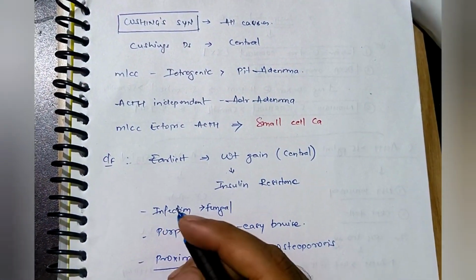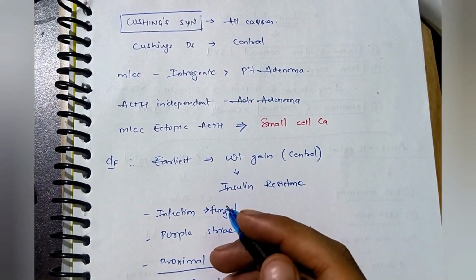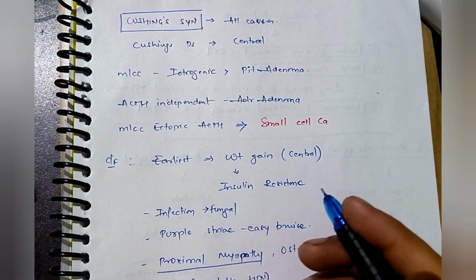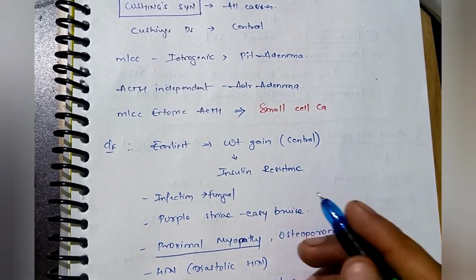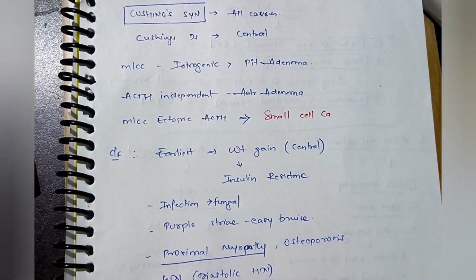The most common cause of Cushing syndrome is iatrogenic, that is the use of steroids, drugs, and after that it's pituitary adenoma. Okay, ACTH independent, the most common cause is of course adrenal adenoma. The most common cause of ectopic ACTH release causing Cushing syndrome is small cell carcinoma of the lungs.